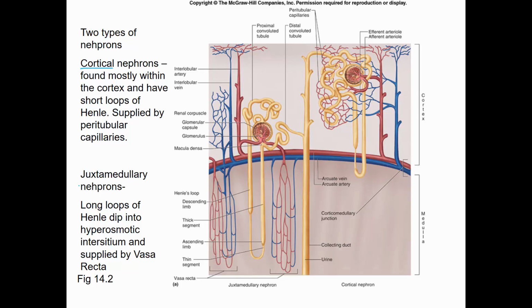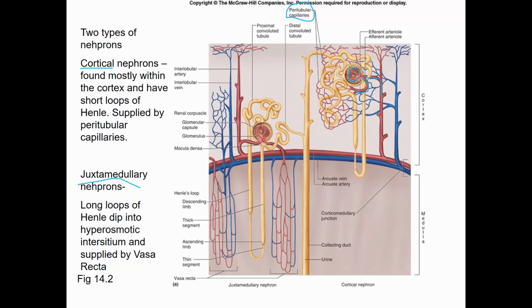And then our juxtamedullary nephrons that dip way down into the medulla. Now notice differences in the vasculature. So here's our interlobular artery. Then we have an afferent arteriole, a glomerulus, then an efferent arteriole, and then a capillary bed called the peritubular capillaries. Those are the capillaries around the tubules. Those are associated with those cortical nephrons.